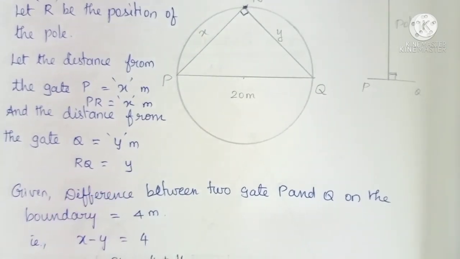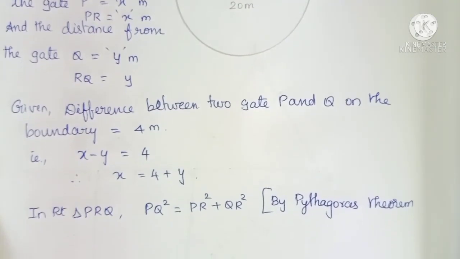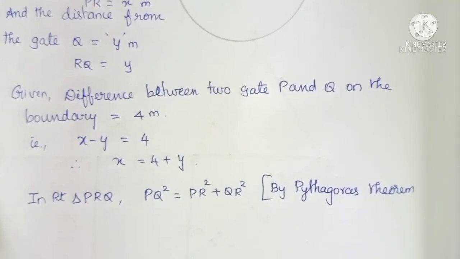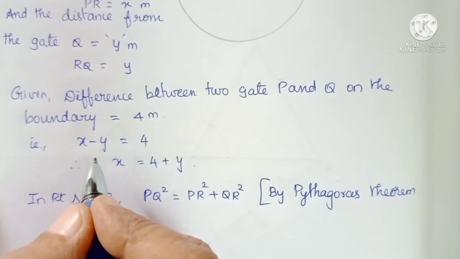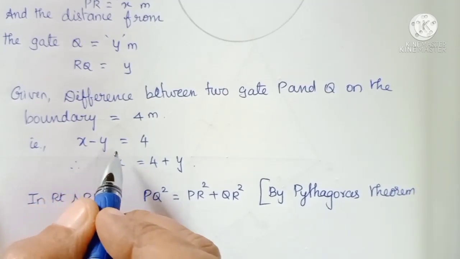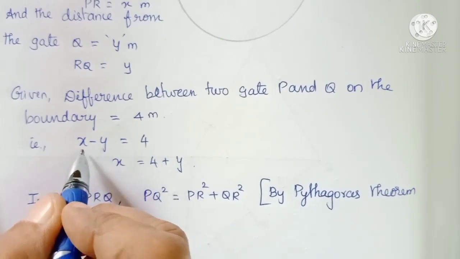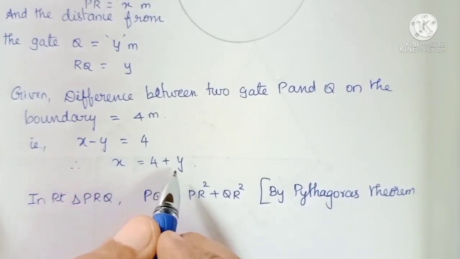And one more value is given: the difference between the distances from the two gates P and Q on the boundary is 4 meter. So the difference can be written as x minus y or y minus x, either one is the same. Here I have taken x minus y equal to 4. From this value we find x is equal to 4 plus y.